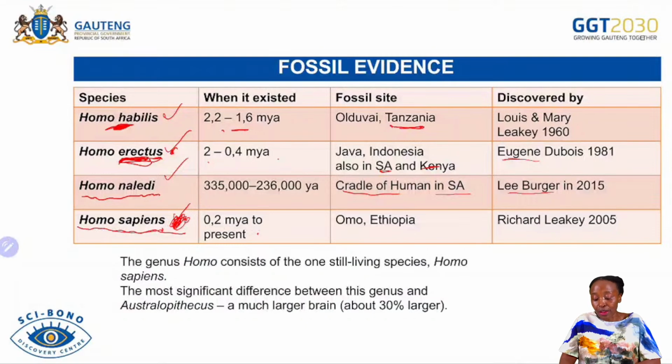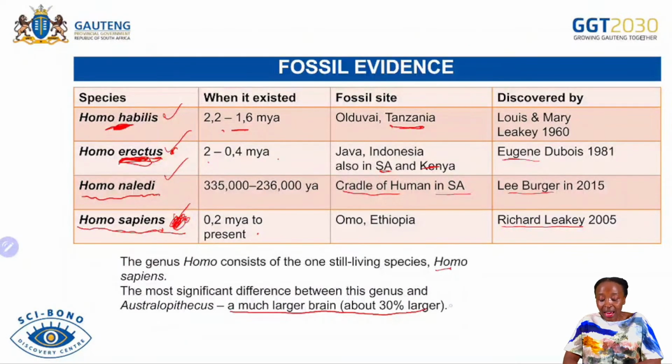They were discovered in Ethiopia, and by whom? By Richard Leakey. So when you look at the genus Homo, we said it consists of one living species, which is what? The Homo sapiens. And then what is the difference between the genus Australopithecus and this one, Homo? It is the fact that the Homo genus has a much larger brain, which is about 30% larger. And remember, you were told earlier that it is the capacity, the volume, how much we can process compared to our predecessors. So that is the brain capacity that we are referring to.